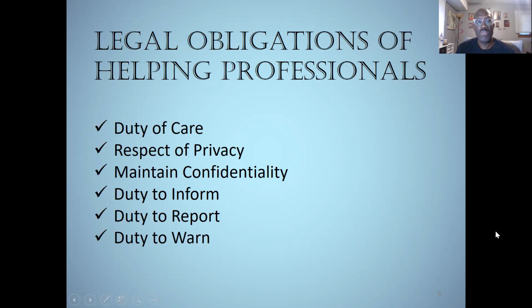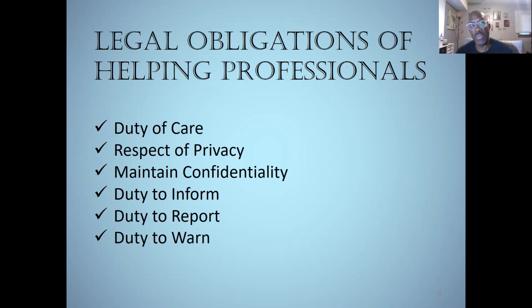When we think about the NASW Code of Ethics, these are our 6 main things that we need to be responsible for in terms of our legal obligations. We have a duty to provide care. We have to respect privacy. We must maintain confidentiality. We have to inform people about the work that we're doing with them. We have a duty to report if I encounter things that put other folks at risk. If it's a kid or it's a vulnerable adult, then I have a responsibility to report.